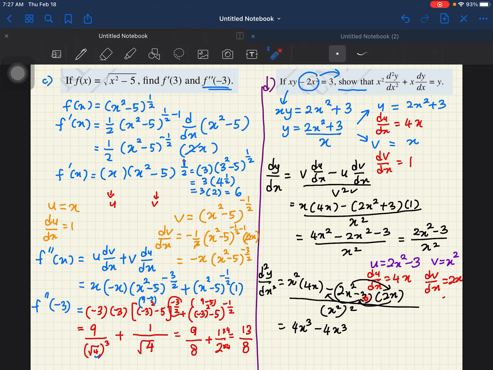Dia jadi 2x kali negatif 3 jadi negatif 6x. Darab dengan negatif dia jadi positif 6x. Over x kuasa 4. Okay, over x kuasa 4. So, ni dah buang dah ni. 4x cube minus 4x cube dah habis lah. So, kita jadi 6x per x kuasa 4.